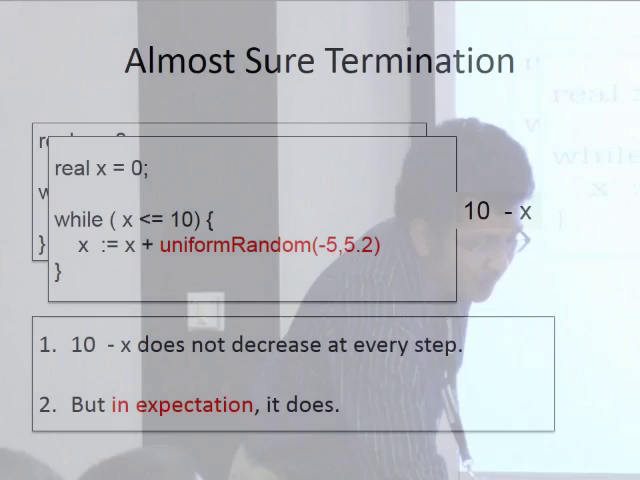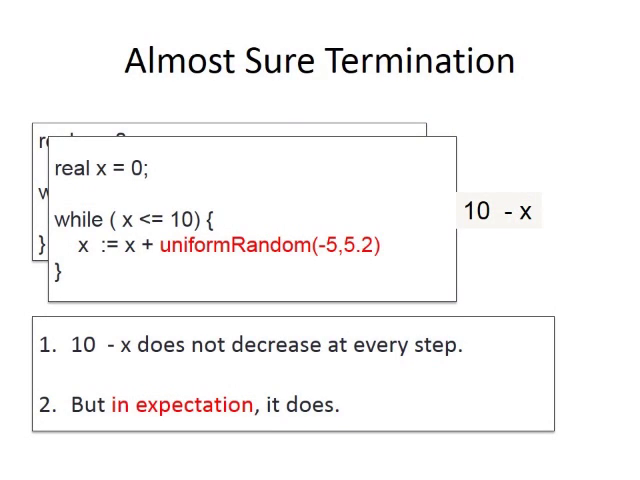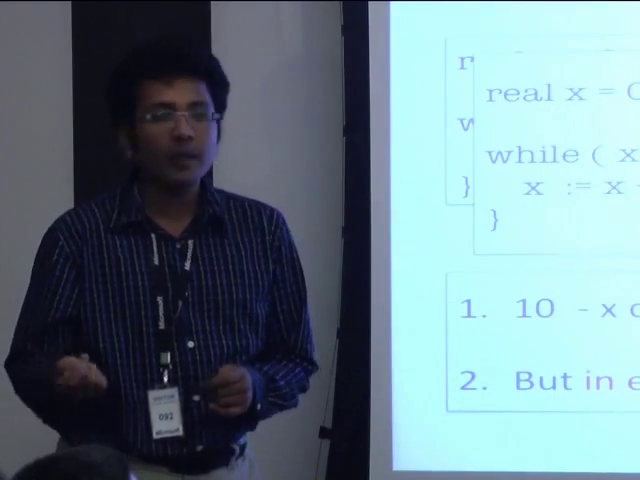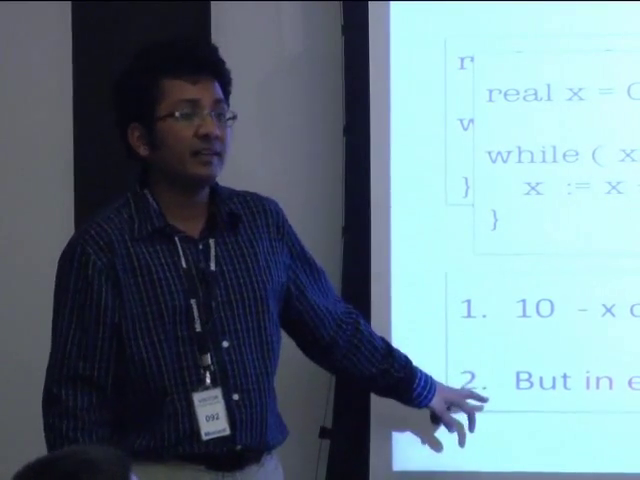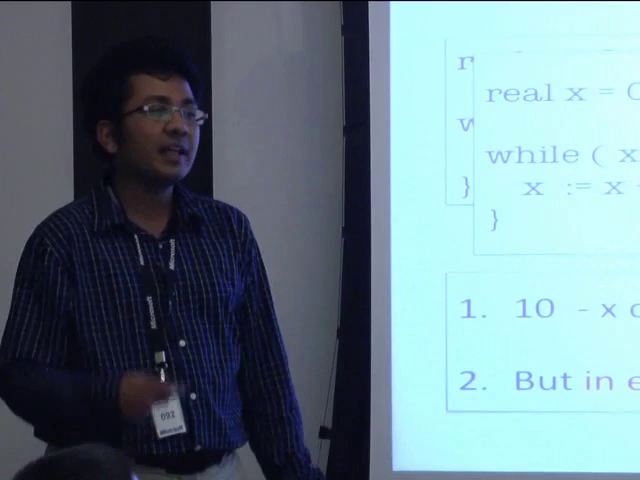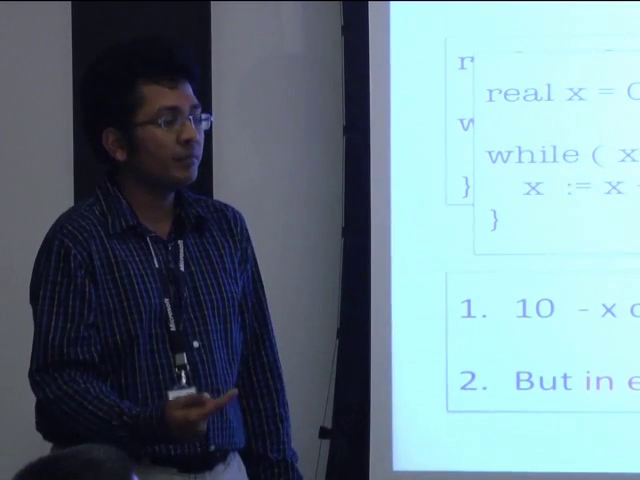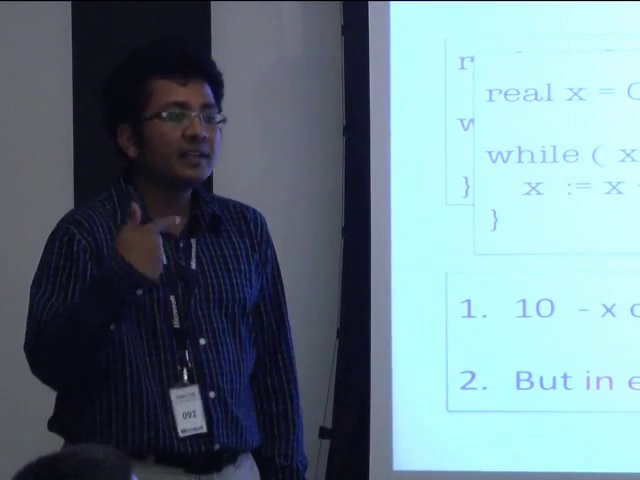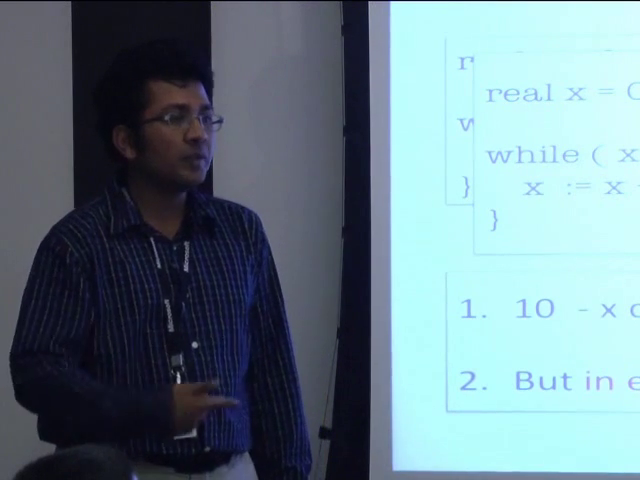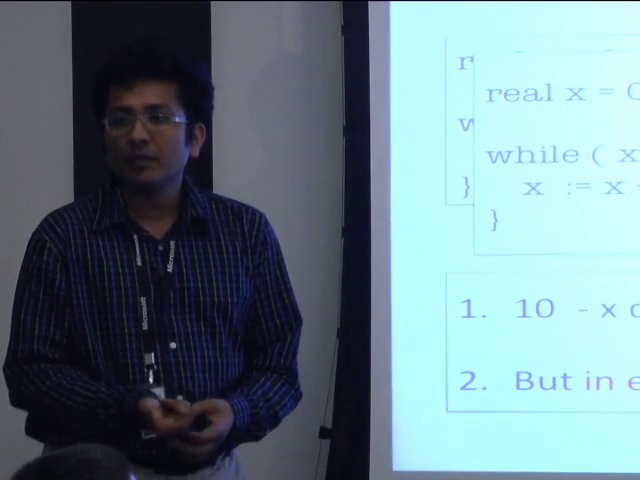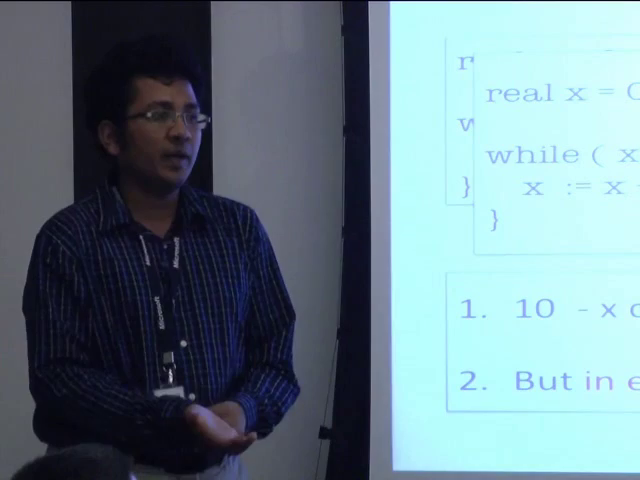So what we'll observe here is two things. One is 10 minus x does not decrease in every step. It can increase, okay? But in expectation, it decreases. So it behaves like a martingale, a super martingale. And what we are going to show is that's enough. That proves that the loop is almost surely terminating. So it's an easy application of martingales.